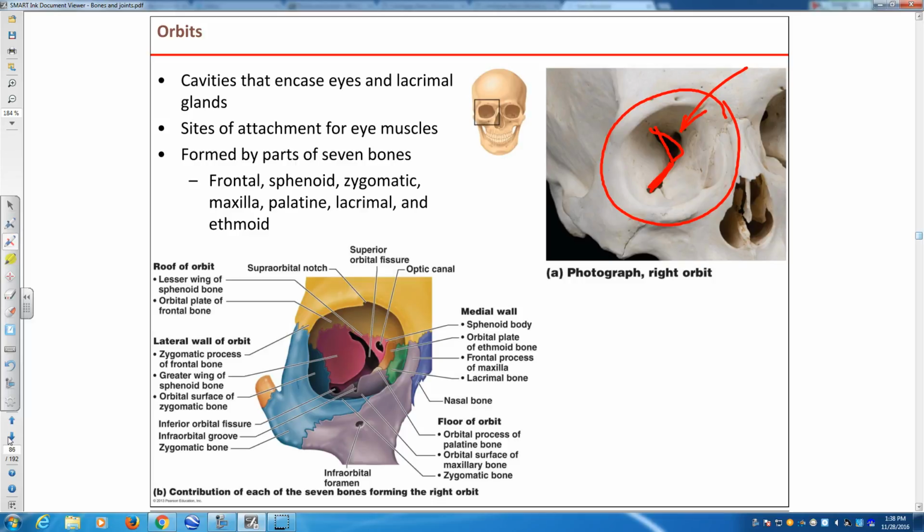You see how many bones form it. If you look at it: frontal, sphenoid, the purple one, zygomatic, the blue one, maxillary, the violet one, and it's right in there. Palatine, which we obviously can't see from that side, the lacrimal bone, and the ethmoid, which we kind of sort of can see here. So many bones, 7 bones form the orbit.